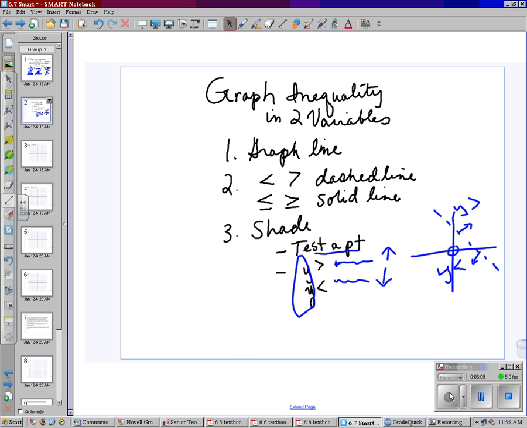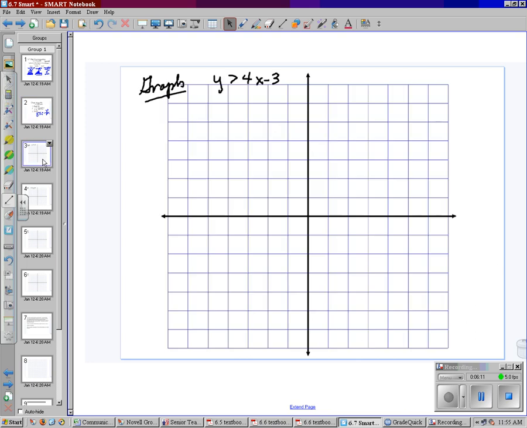You have that in your notes, please. You have your graph paper out. The first thing we're going to do now is graph y is greater than 4x minus 3. As we look at this, let's determine whether we're going to draw a solid or a dashed line right away.